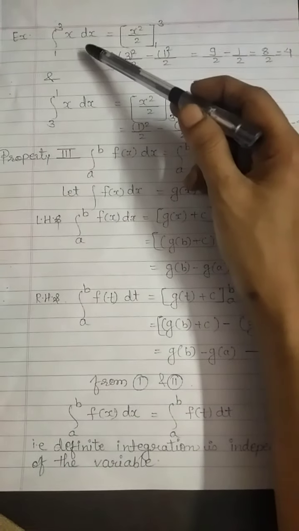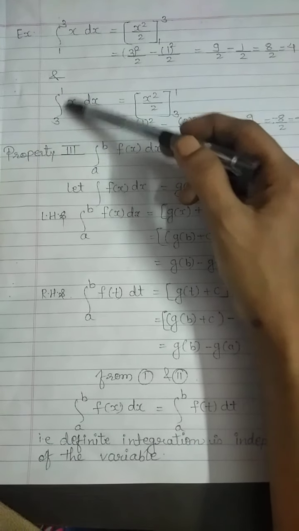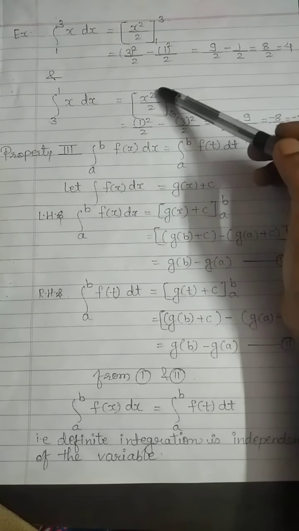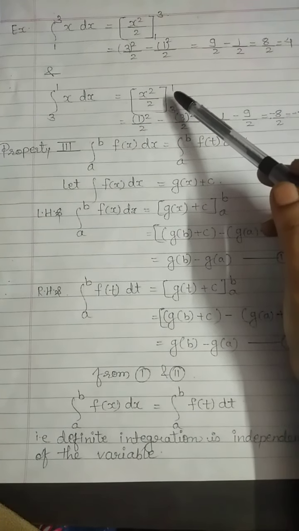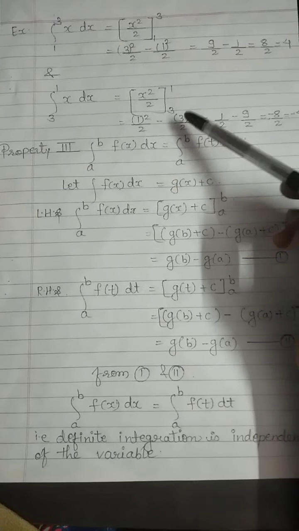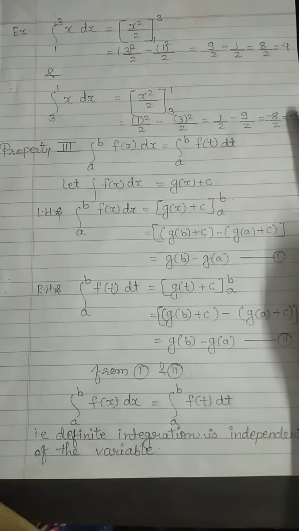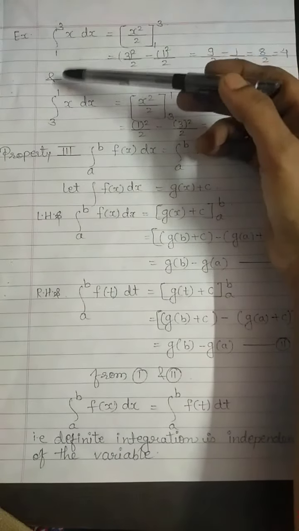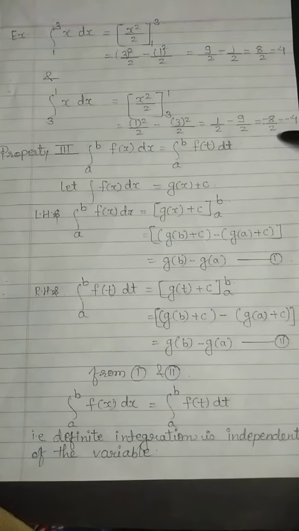Now suppose we consider the same question, but we change the position of upper limit and lower limit. Then here we will write the answer for this integration, that is x square by 2, and lower limit is 3, upper limit is 1. Now according to the definition, first we will apply upper limit minus lower limit. So simplifying this, we are getting answer as minus 4. So property number 2 is very clear with this example, that if we change the position of lower limit and upper limit, then the value of the integration changes in sign.